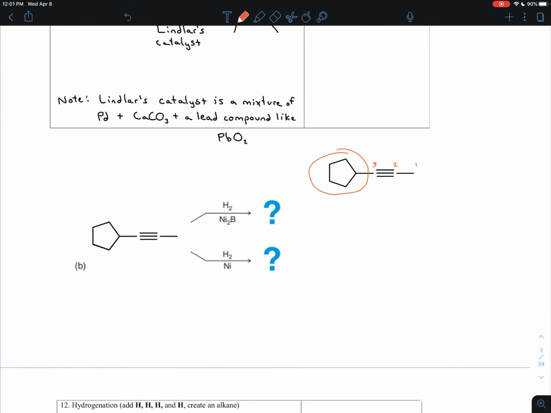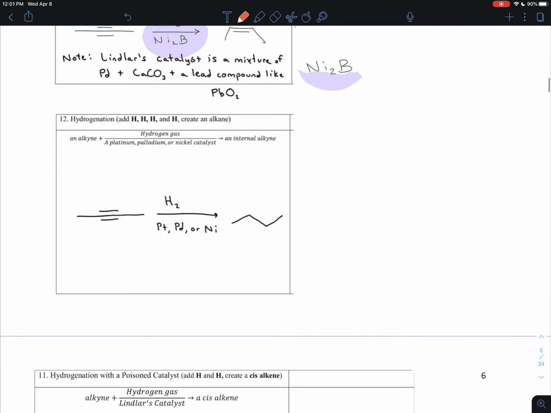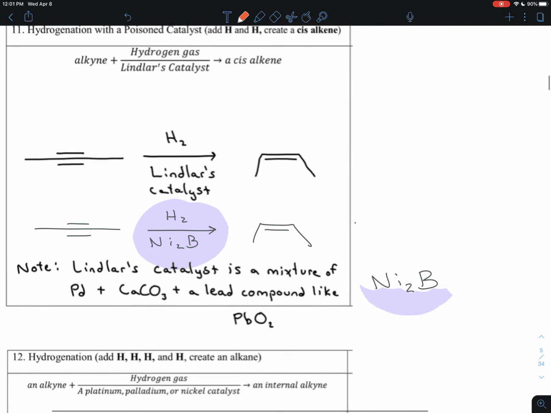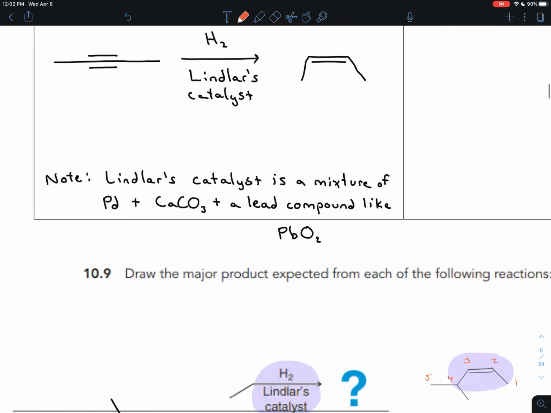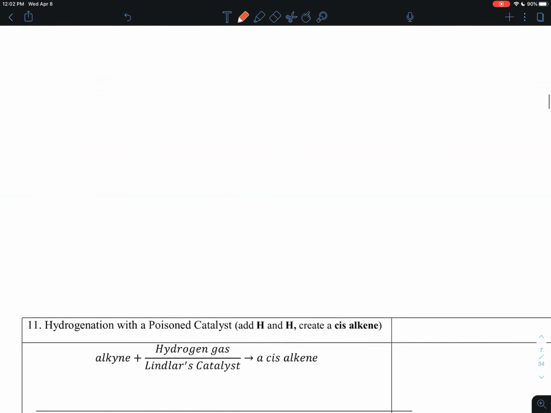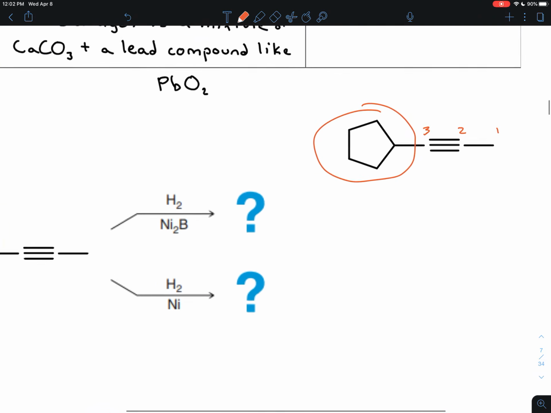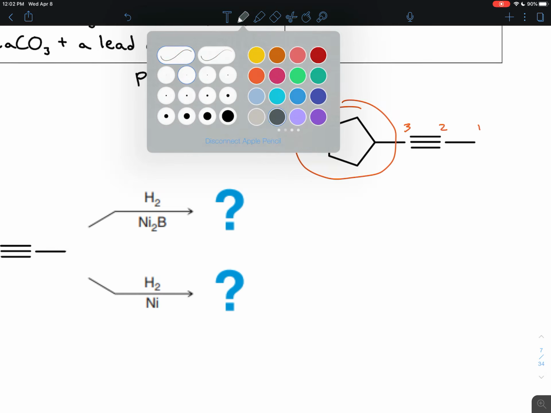Okay, well here we don't just have hydrogen, we also have this nickel-boron complex. And if you remember, that was a poisoned catalyst that was just like Lindlar's catalyst. So it's going to accomplish the same thing. It's going to turn an alkyne into a cis alkene. So we will take our alkyne and we'll have a cis alkene in its place.